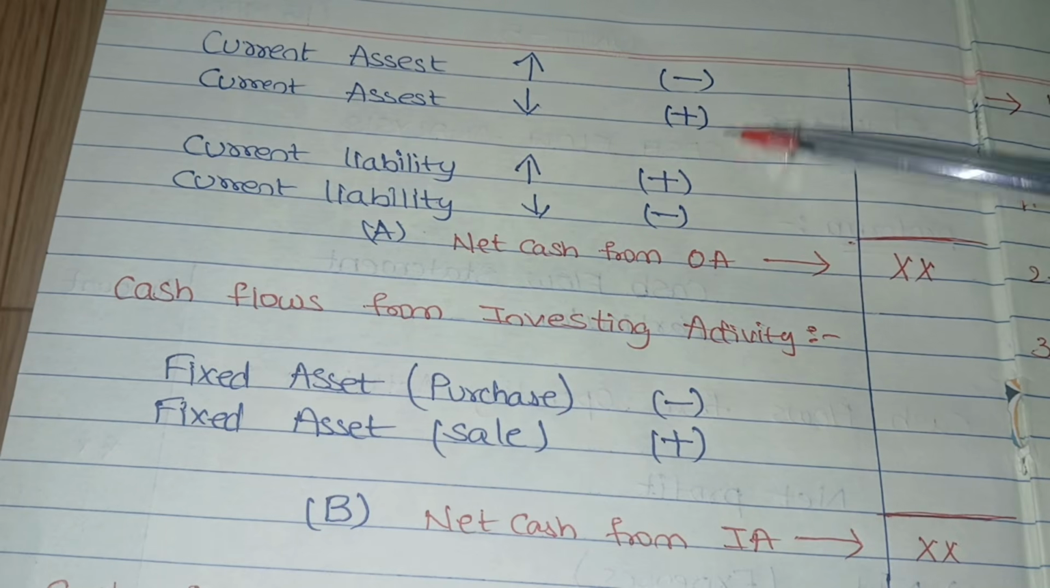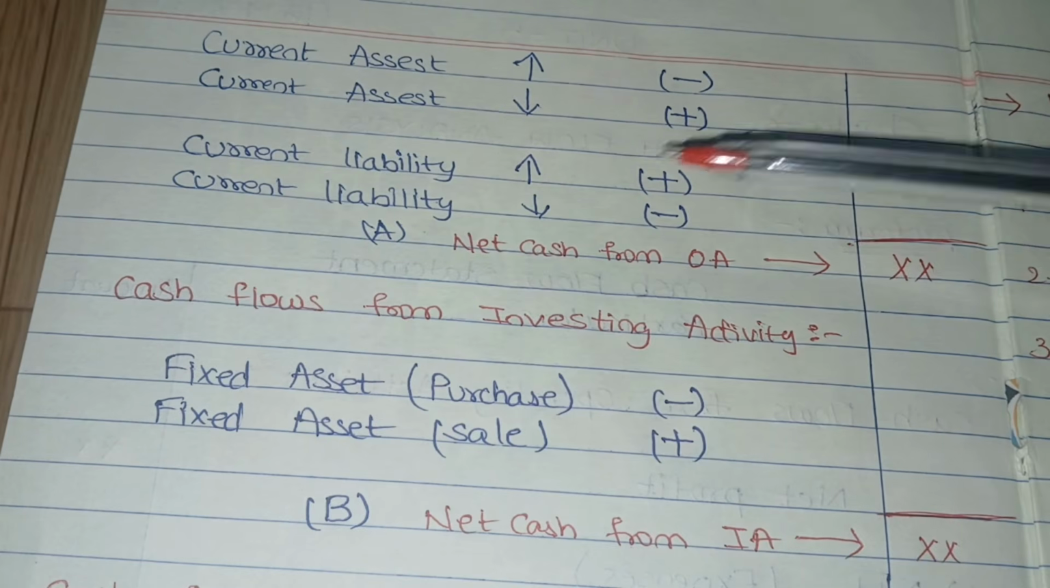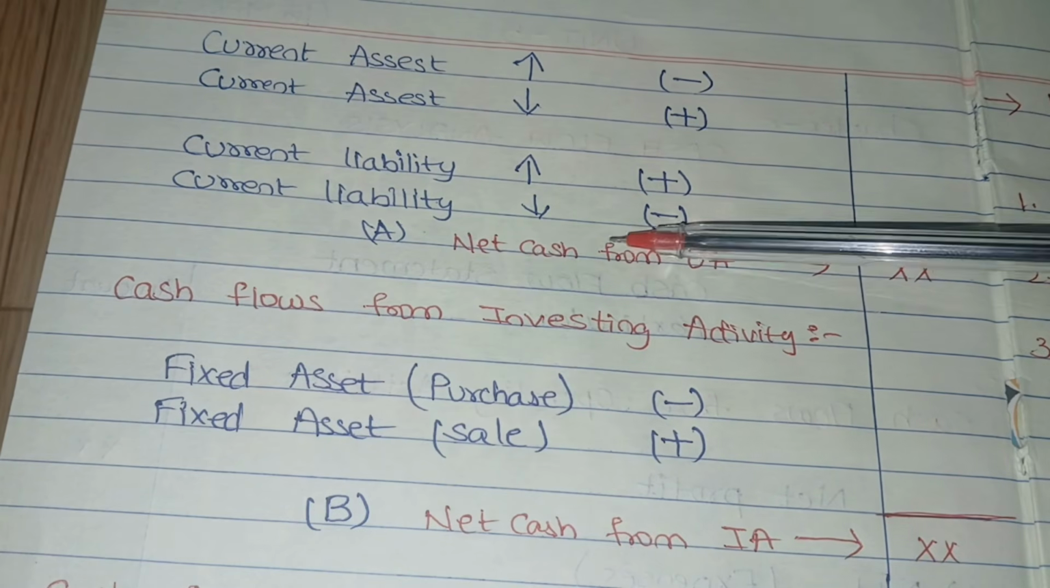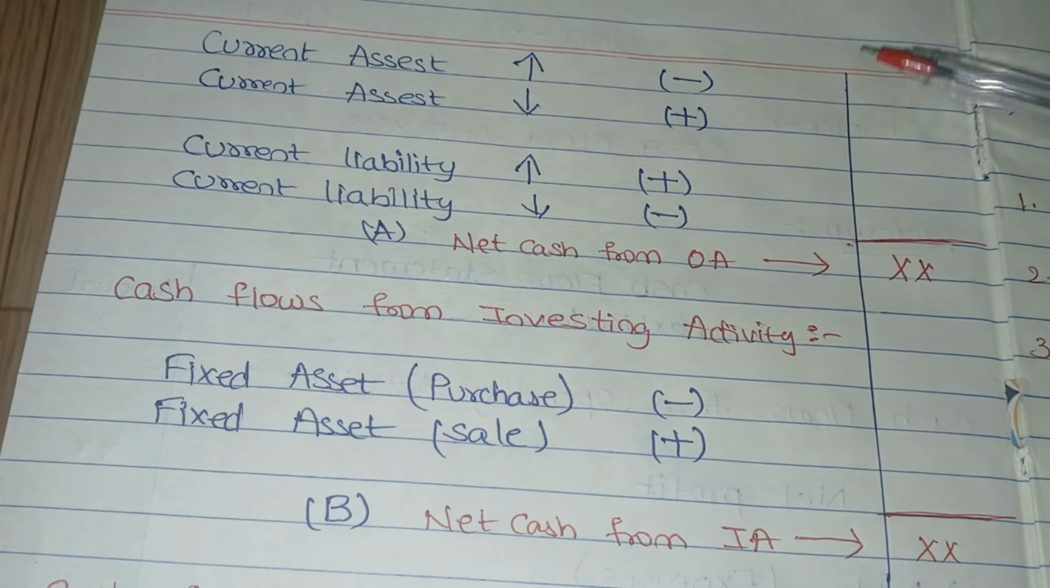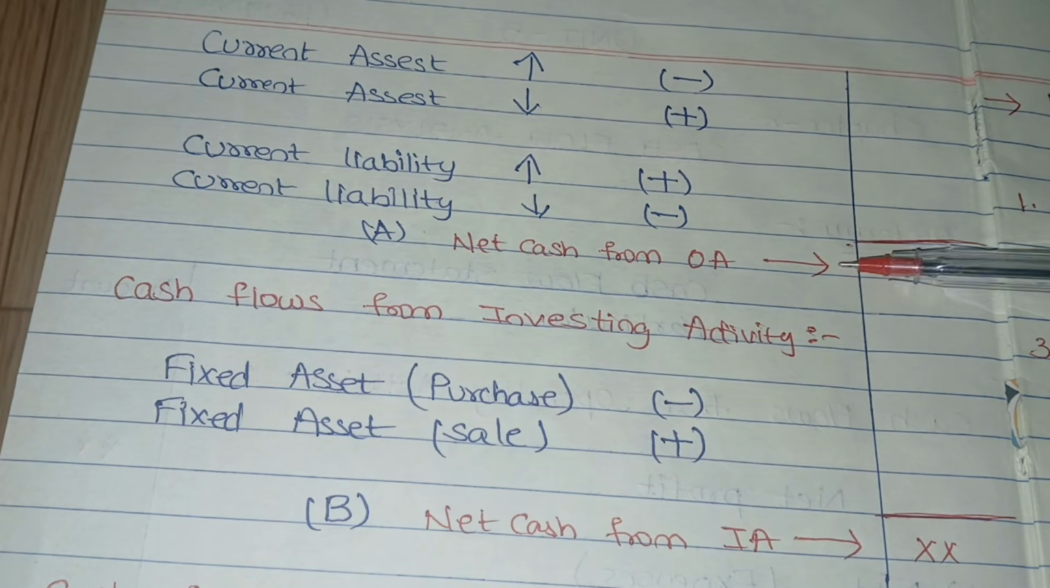After doing this, the amount we are adding to the previous one is called net cash from operating activities. You need to add everything. The final amount is called net cash from operating activities. So operating activities is over.